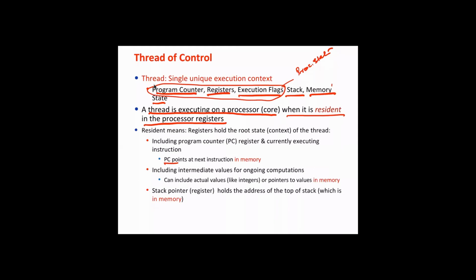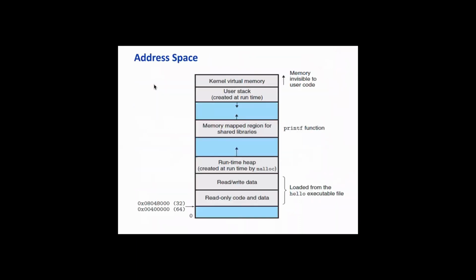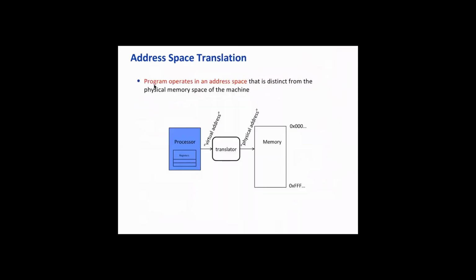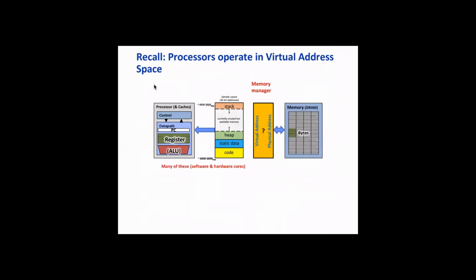So this point you already know. The stack pointer, of course, will point to the stack. Where is the stack? The stack is a part of the address space that we have studied. So there is a user stack, and the stack pointer points to this one. The stack pointer is a register in the processor that we have studied.